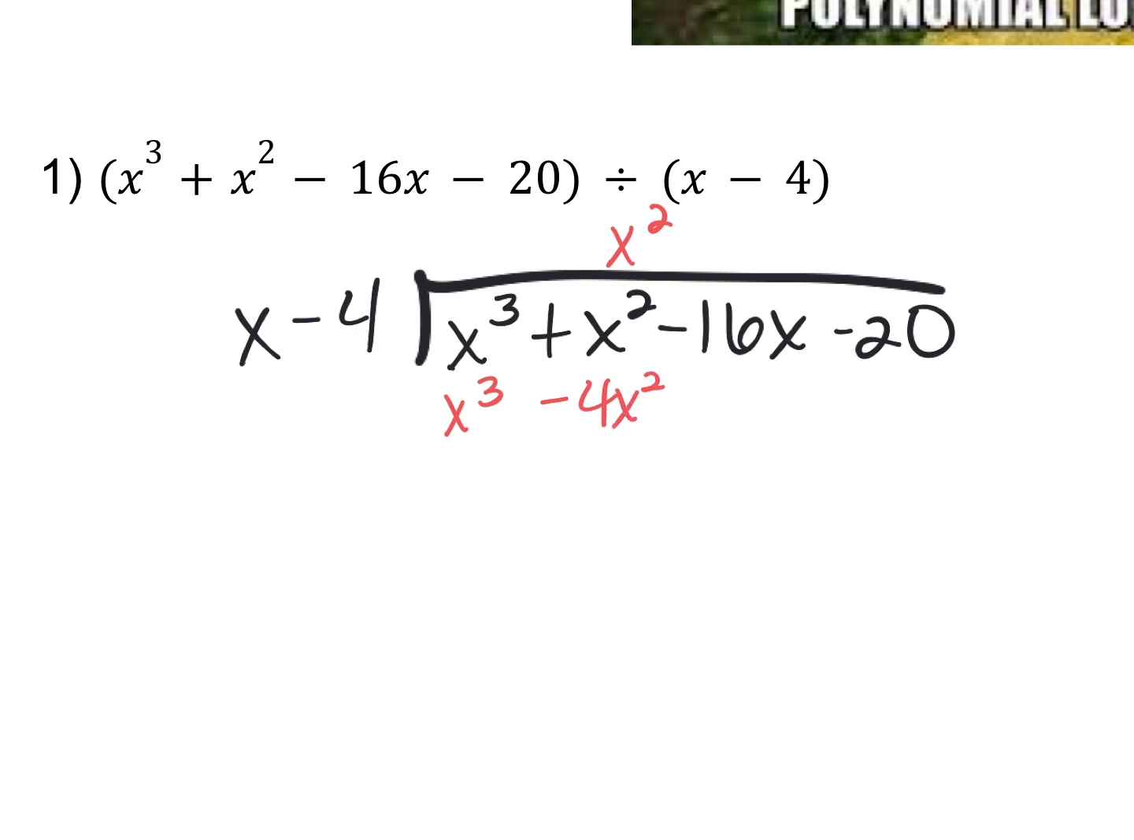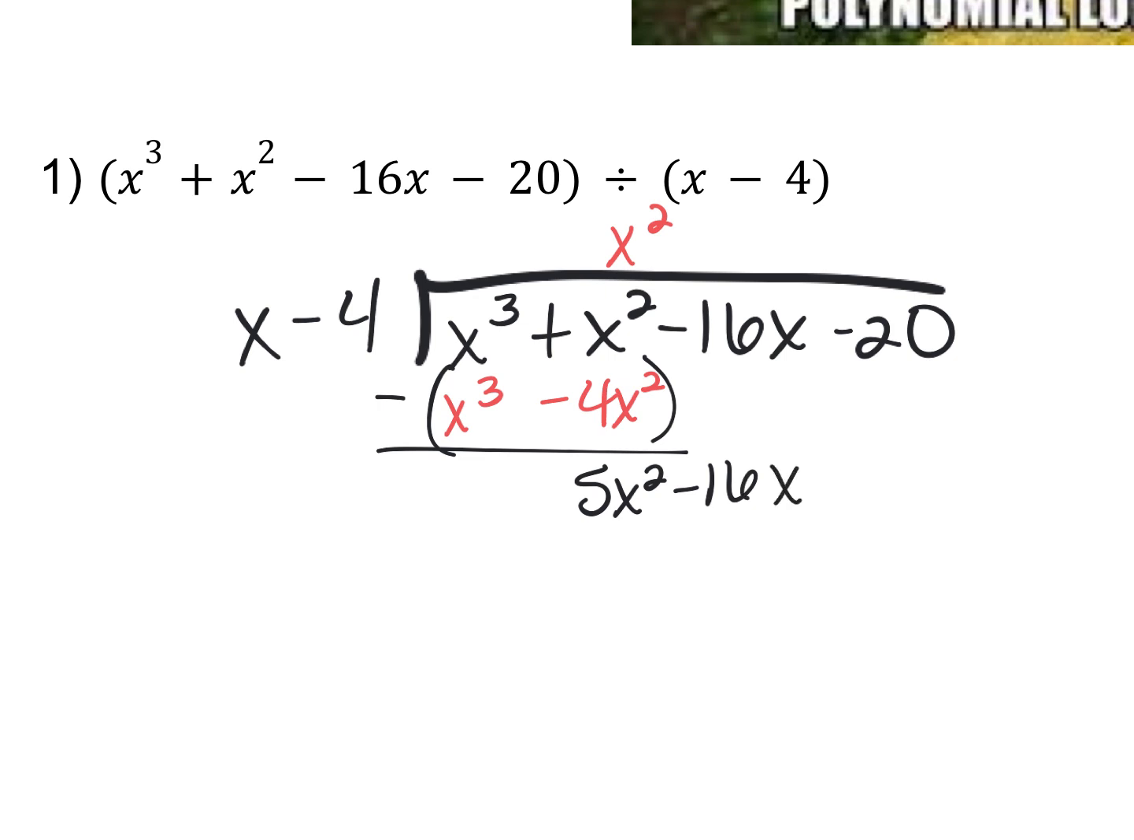All right, let's go ahead and subtract. Remember, you got to distribute that negative. The x cubes cancel, and then you have x squared minus negative 4x squared, which would give you positive 5x squared, because it's minus negative. Drop down the negative 16x.